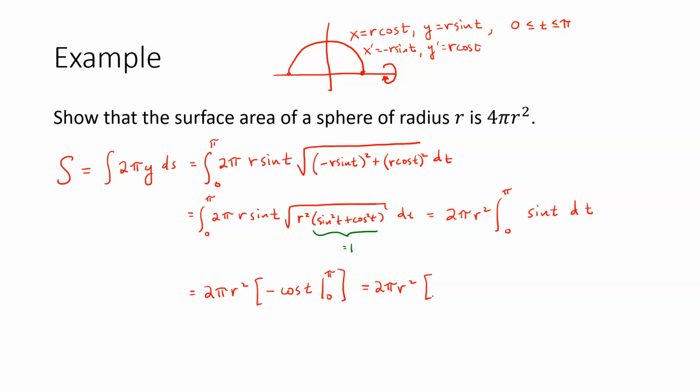So negative cosine of pi minus negative cosine of 0, so plus cosine of 0. So that'll be negative, negative 1, so positive 1 plus 1. So that's 2 pi r squared times 2 is 4 pi r squared. And there we have it. So we've shown that when I revolve this semicircle around the x-axis to form a sphere, it has a surface area of 4 pi r squared.